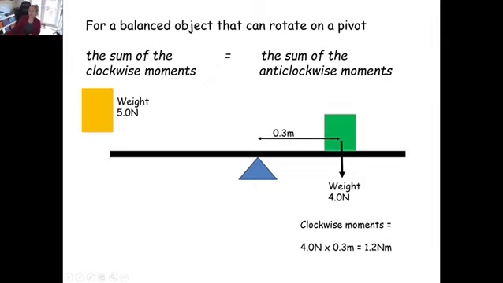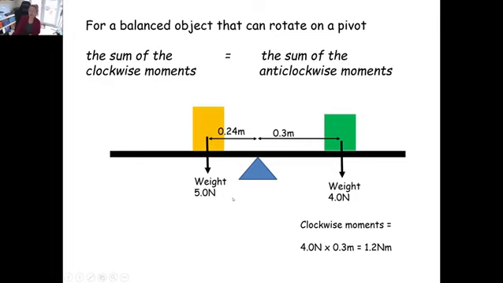So we need to divide 1.2 newton meters by a weight of 5 newtons to work out our distance, and you will find that that gives a distance of 0.24 meters. 5 newtons times 0.24 meters gives a moment of 1.2 newton meters, and the object will balance.